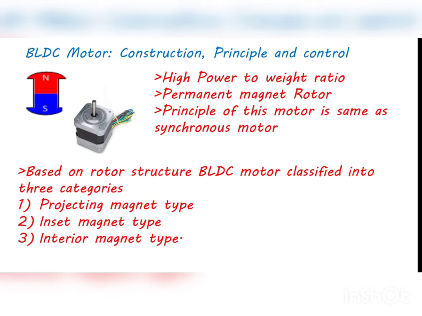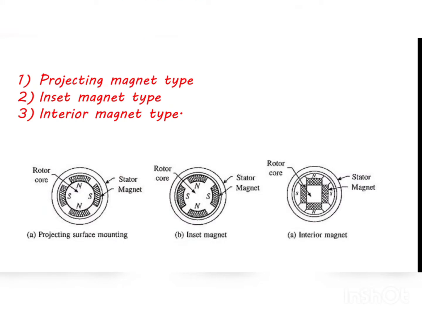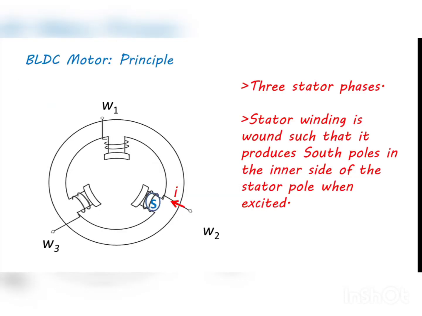Based on the rotor structure, the BLDC motor is classified into three categories. First, projection magnet type; second, inset magnet type; and third, interior magnet type. This is a diagram of the projection magnet type, inset magnet type, and interior magnet type. Now let us discuss the principle of the BLDC motor.